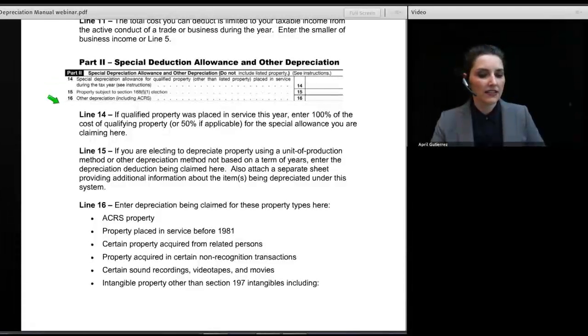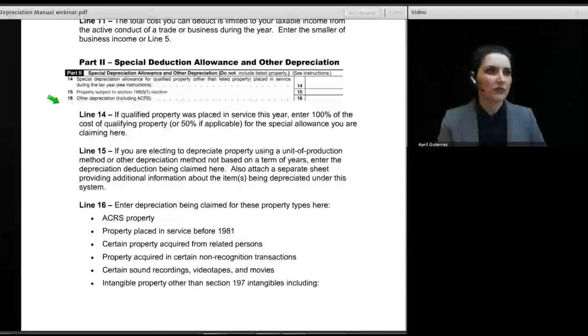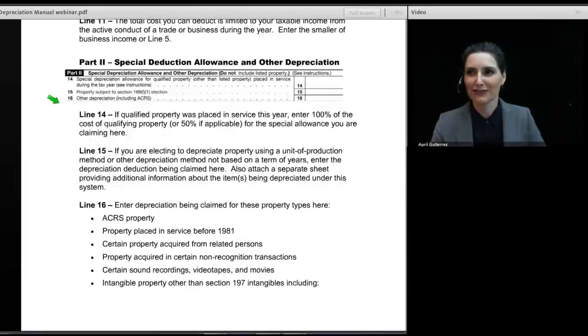Then on line 16, you enter all other depreciation, including depreciation figured using ACRS. Of course, ACRS would only apply for assets placed in service before 1987, and all the research I've ever done on ACRS is that the maximum life claimed under ACRS was 20 years, so I don't know how you'd even have an ACRS deduction anymore. But then again, I'm not a specialist on ACRS. If you have ACRS, it goes on line 16, but more often what you will enter on line 16 is depreciation that you are claiming on computer software. That is the line it is entered on.